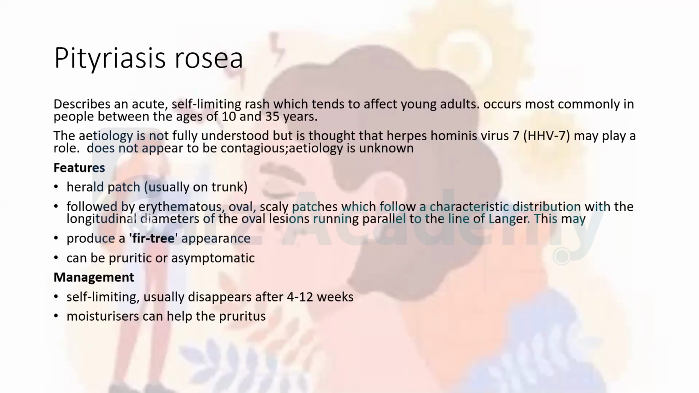Okay. So, next condition, pityriasis rosea. It is an acute self-limiting rash which tends to affect young adults, most commonly people between the age of 10 and 35 years. The etiology of this condition is not fully understood, though human herpesvirus 7 is the major cause of pityriasis rosea is what they have found out.